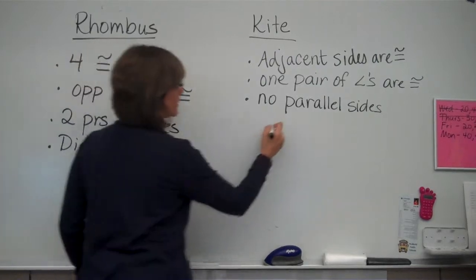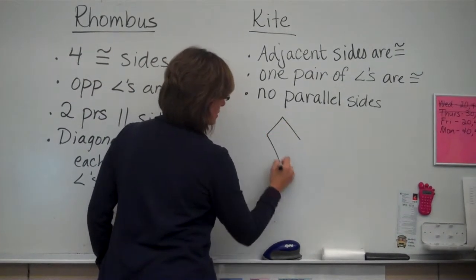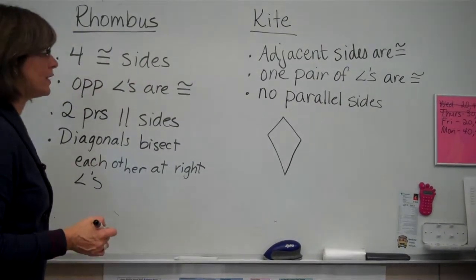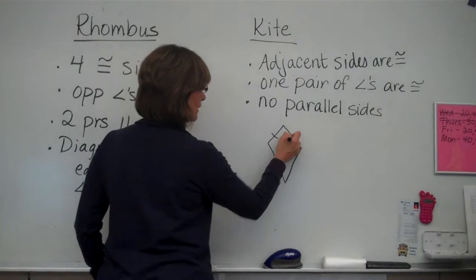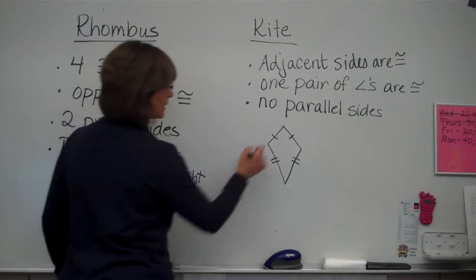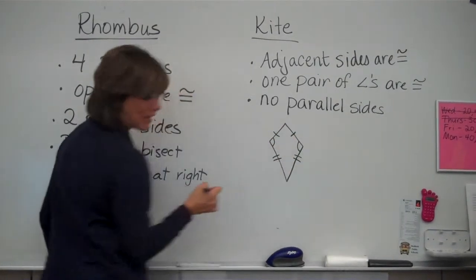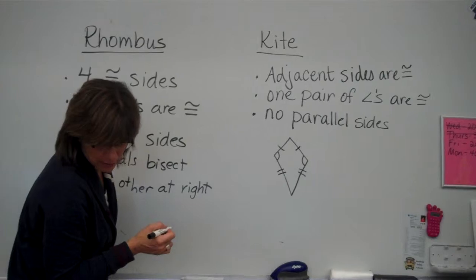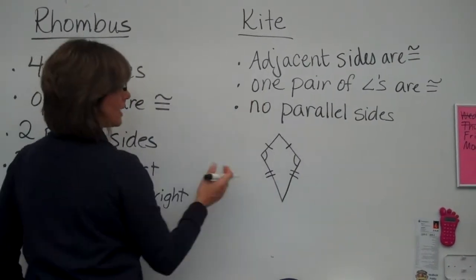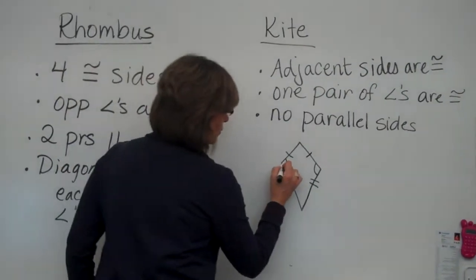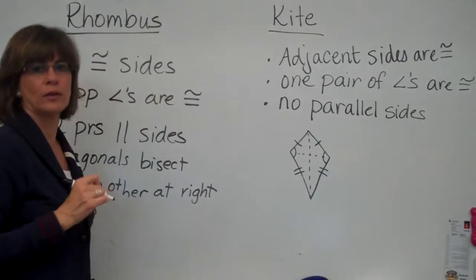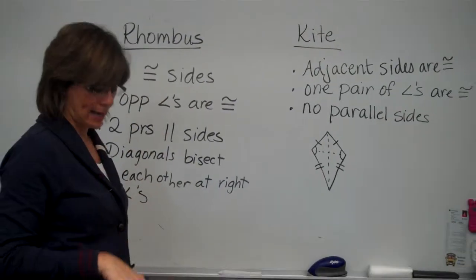So a kite looks something like this. And you can see that the adjacent sides are congruent. This is congruent to this, and this is congruent to this. One pair of angles are congruent. This is congruent to this. I really think two pairs can be congruent, but at least one. And no parallel sides. They're all going to intersect. It really is made of two triangles. Has that same quality that if you bisect the diagonals, you get right angles.